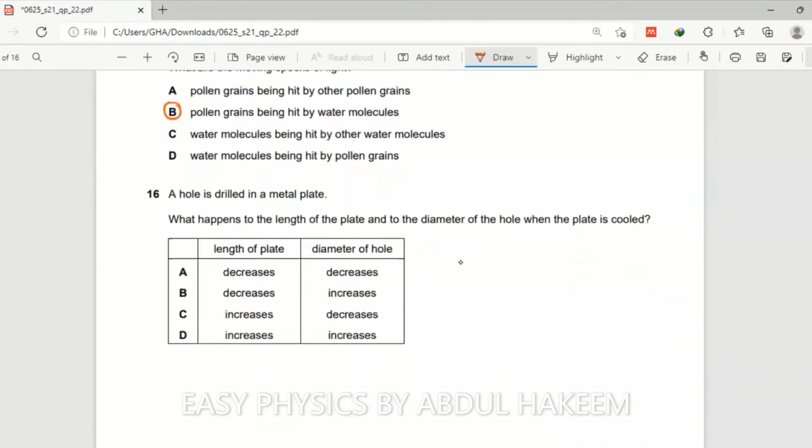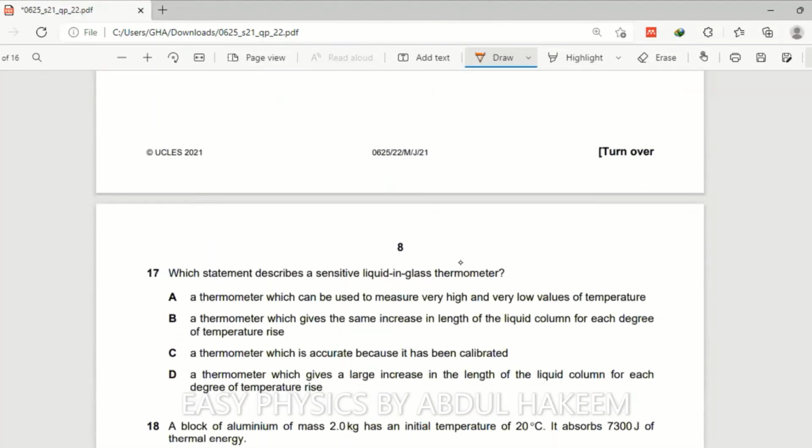Next, question number 16. A hole is drilled in the metal plate. What happens to the length of the plate and to the diameter of the hole when the plate is cooled? Definitely cooling will cause contraction. So the length of the plate will decrease and the diameter of the hole will also decrease. So the answer is A, because cooling causes a decrease in size.